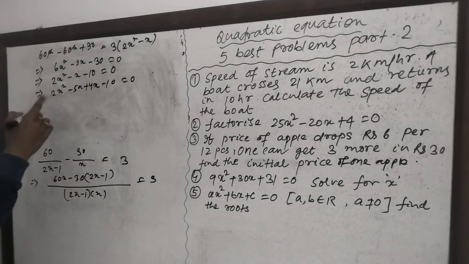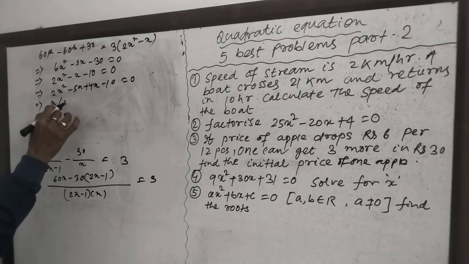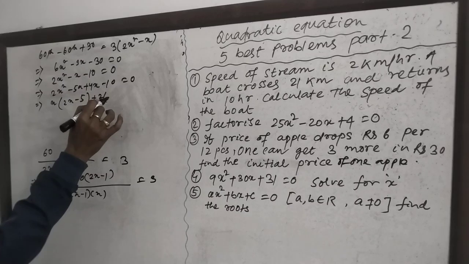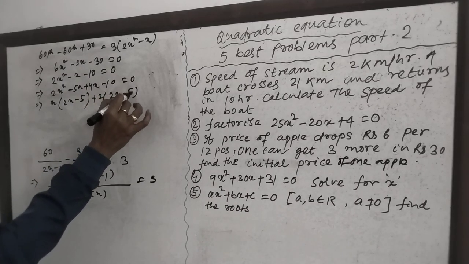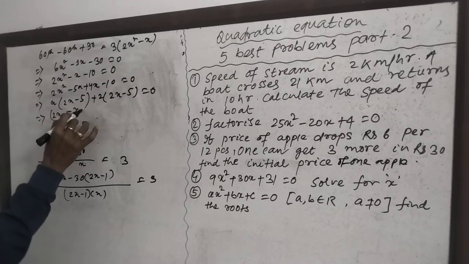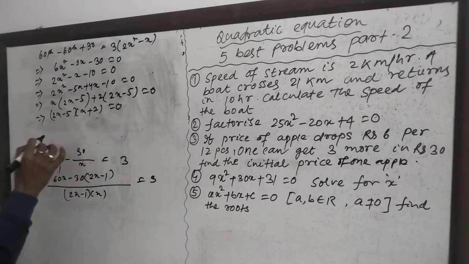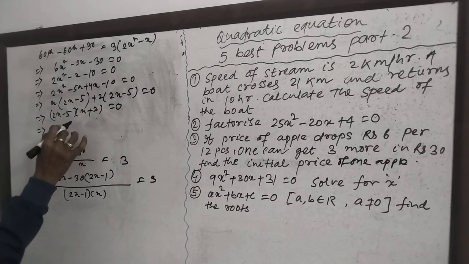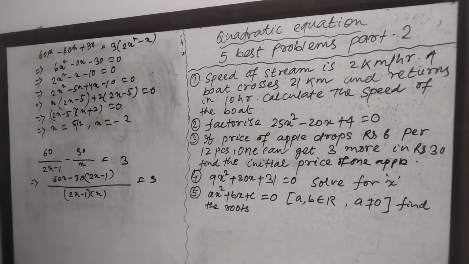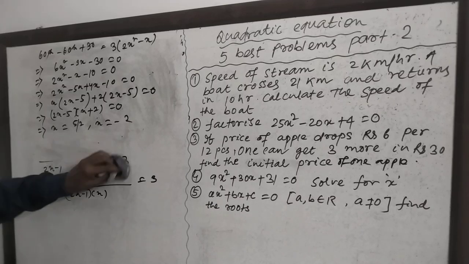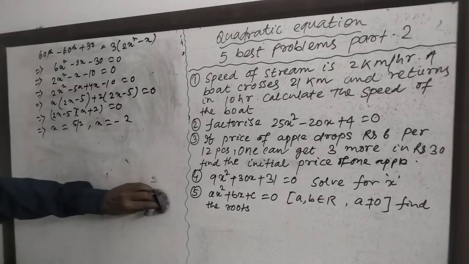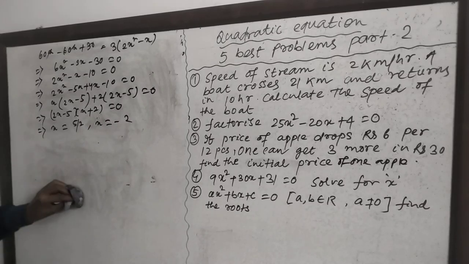Now x is common here, 2x minus 5, plus 2 common here, 2x minus 5 equal to 0. That is 2x minus 5 into x plus 2 is equal to 0. That is x is equal to 5 by 2 or x is equal to minus 1. The price cannot be negative, so the price will be 2.5 rupees per piece, initial price.